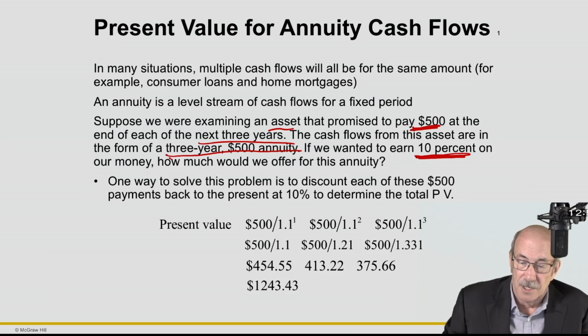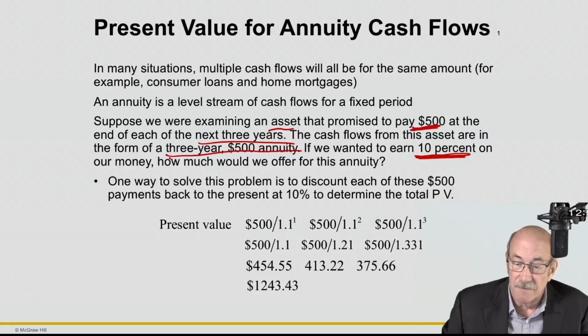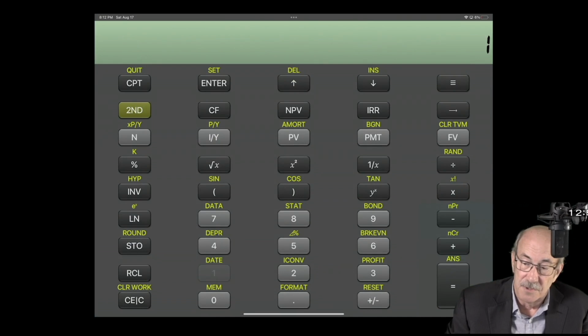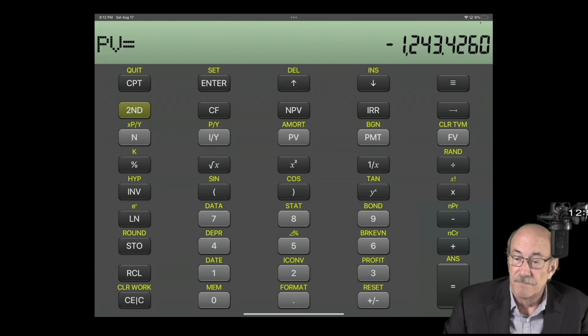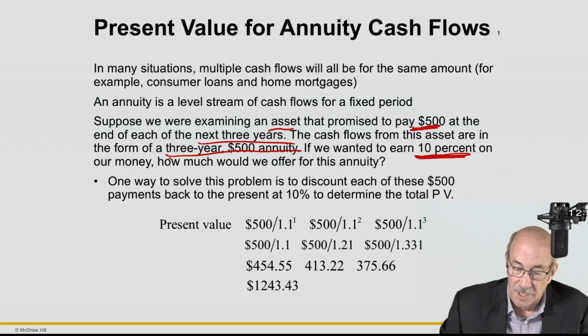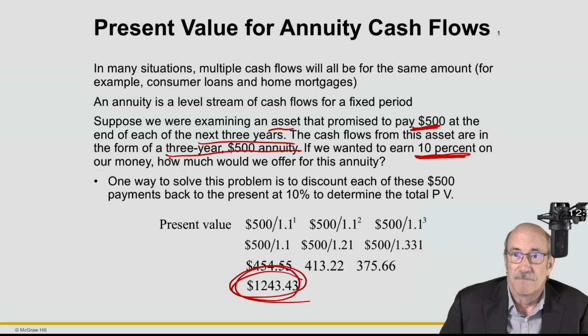And let's go ahead and do this on the calculator. 500, that's going to be our payment. I'm going to zero out the future value. We had, what do we have here? 10% for a discount rate. All right, so let's do 10%. 3 years, compute PV, 1243.43. Yep, looks good. You're getting the idea.